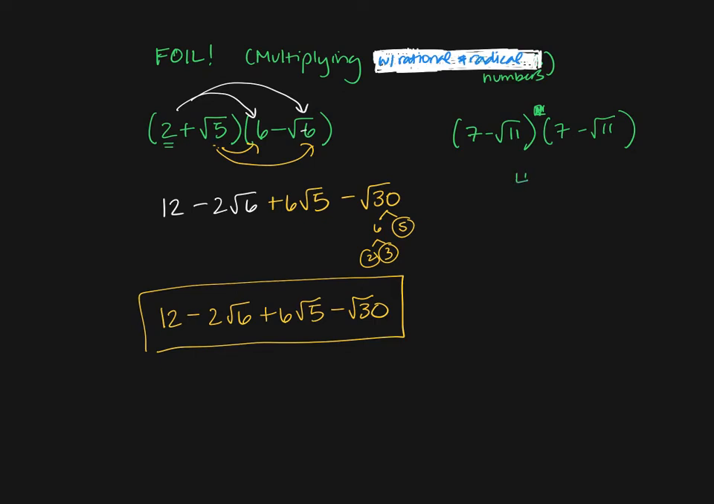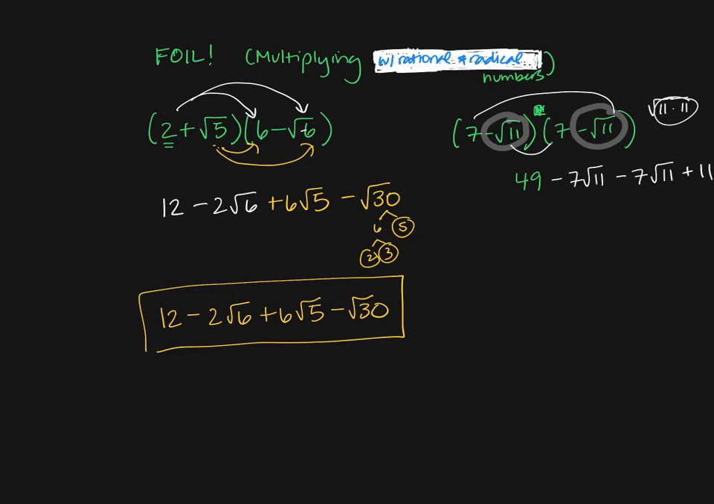7 times 7 is 49. And then we're going to get 7 times negative root 11, and that's going to get us a minus 7 root 11. And then we're going to get the same thing again here, minus 7 root 11. And finally, you're going to be multiplying this negative root 11 times another negative root 11. And that's going to get us a minus, and an 11 that's going to come out. Because remember, square root of 11 times another square root of 11, there's a pair of 11s in there.